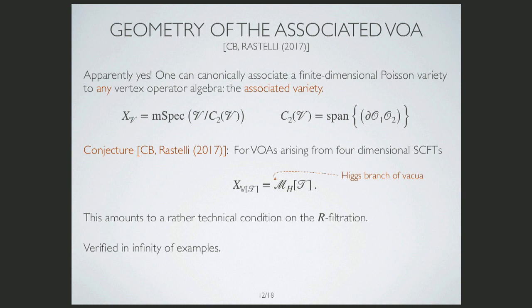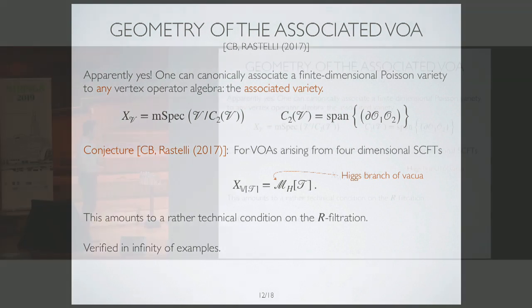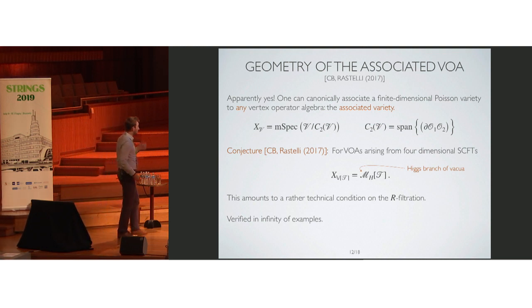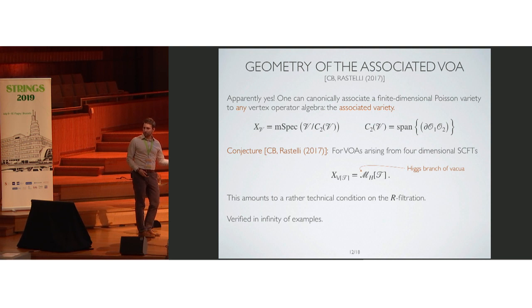And we've conjectured and checked in an infinity of cases that for vertex algebras arising from four-dimensional SCFTs, the associated variety is the same thing as the Higgs branch of vacua. But this is a non-trivial statement. It requires some technical condition on this R filtration that I mentioned before, and a proof is not yet forthcoming, but this seems to be a general principle. So there's a little bit of geometric structure that you can extract from this vertex algebra that you care about, but it's a non-trivial fact that you can do it.